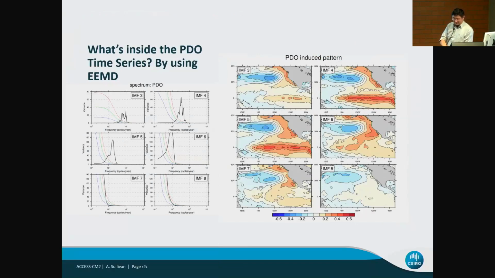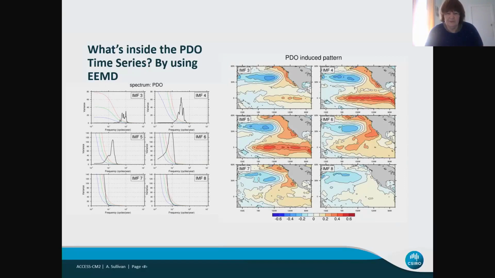The time series of pattern 7 is more like what you'd commonly call the PDO in terms of the frequency, sort of a 20 year type pattern. The pattern for IMF 7 looks like the more common frequency you would see for a PDO. The others were much higher frequency.